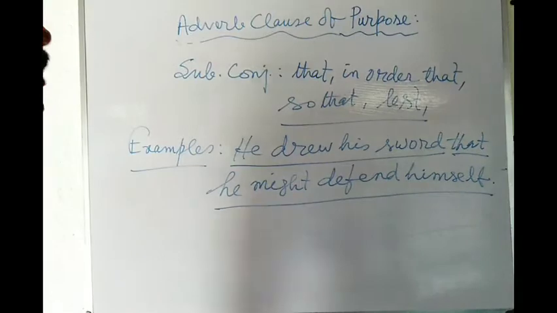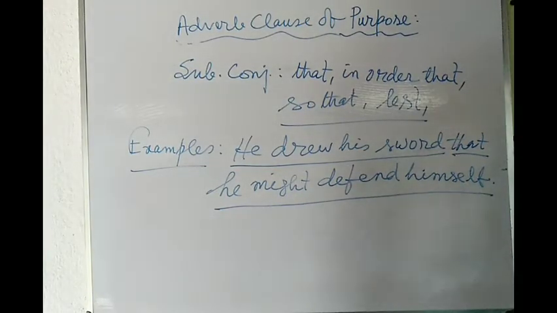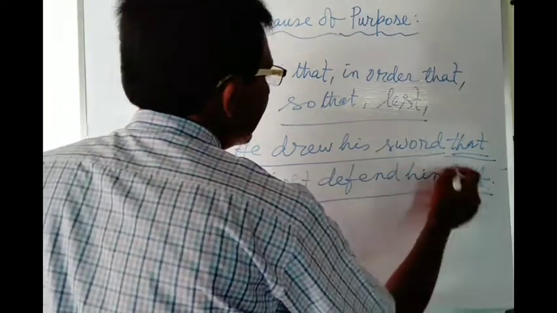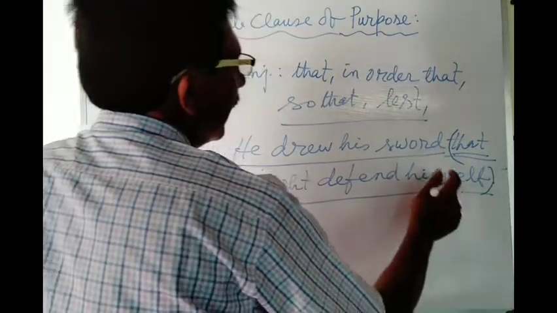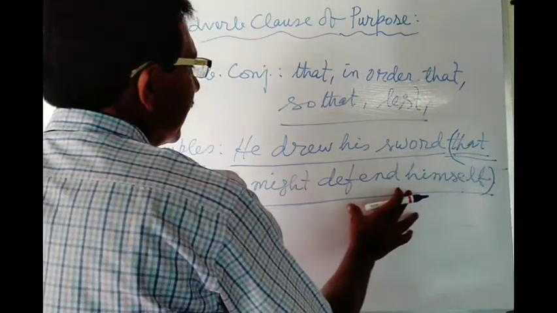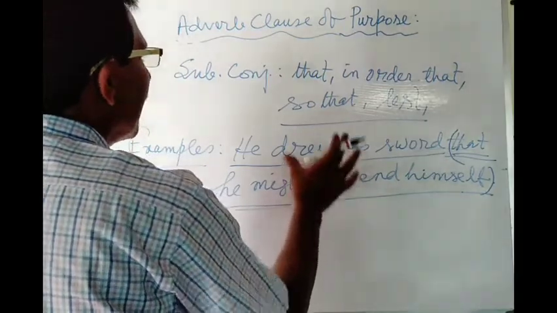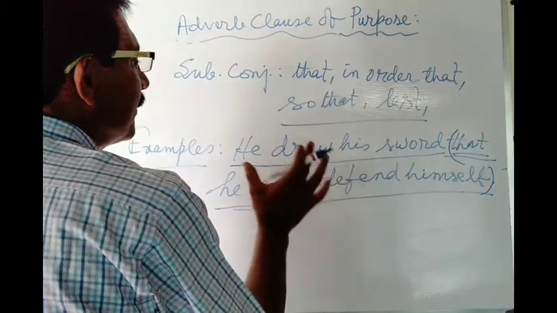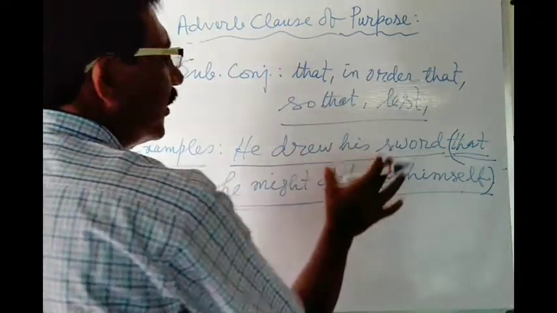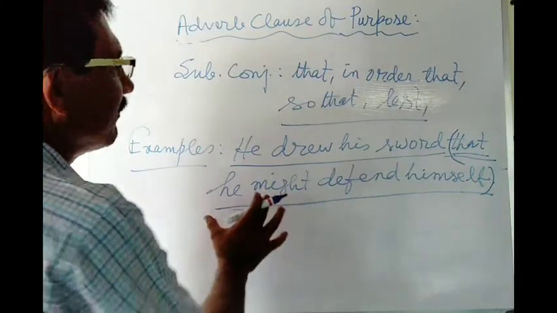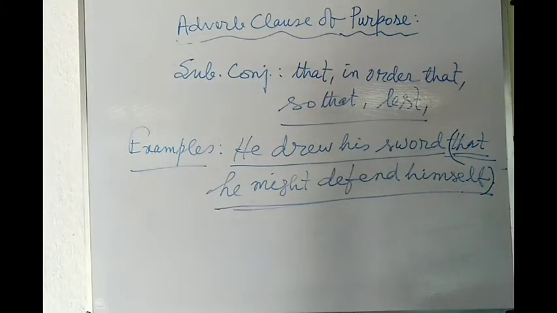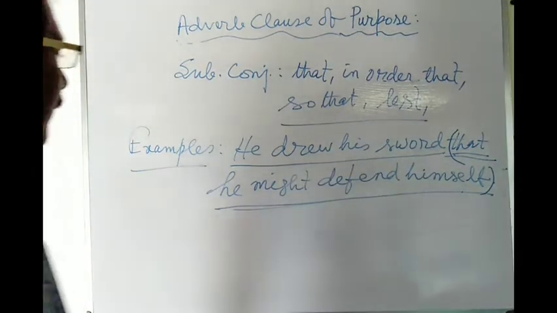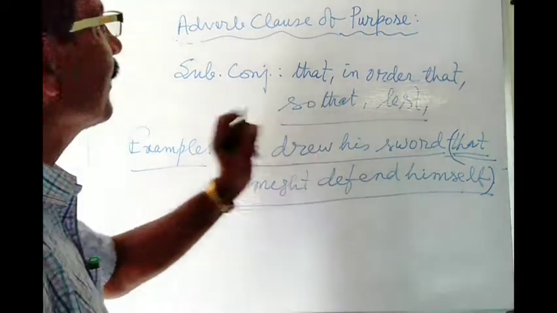Here, that is the subordinating conjunction used at the beginning of the subordinating clause. That he might defend himself, this is used as the subordinating clause. This subordinating clause is used in order to indicate the purpose. He drew his sword. What is the purpose of his drawing his sword? He drew his sword that, or in order that, he might defend himself. This is the subordinating clause, which is used in order to indicate the adverb clause of purpose.